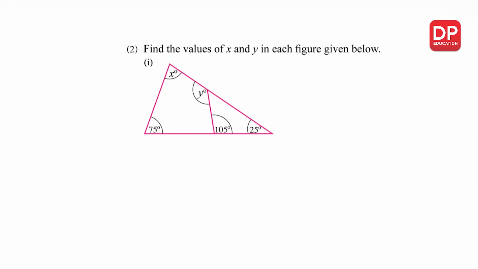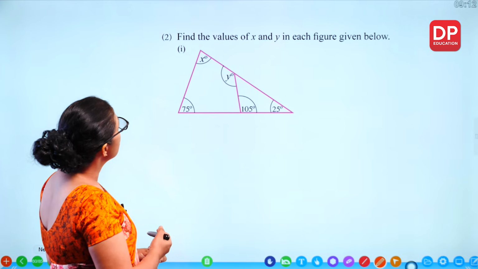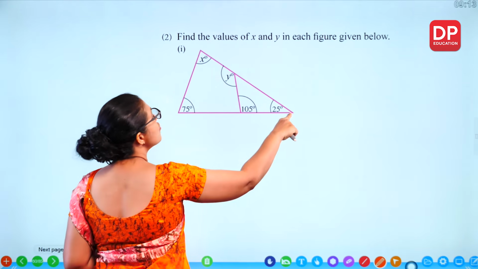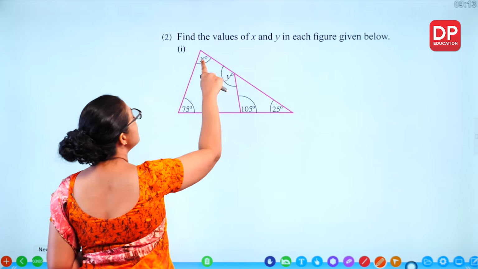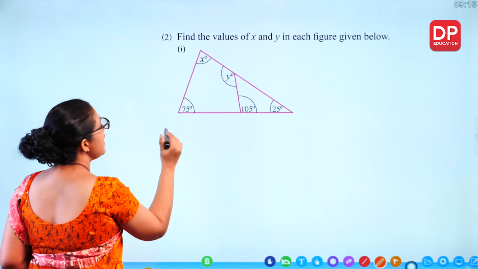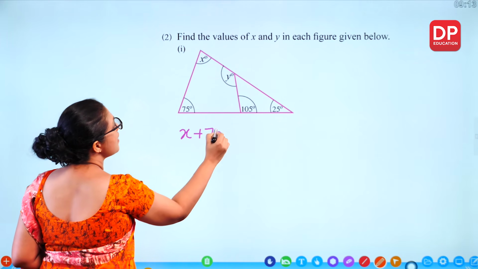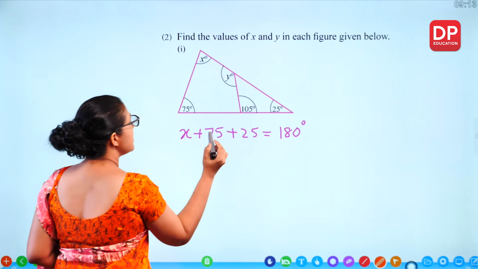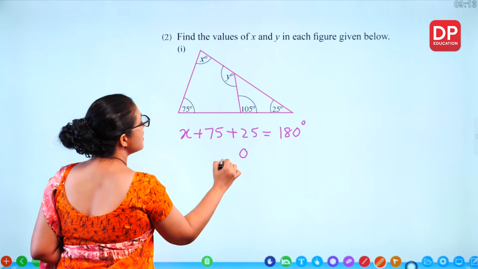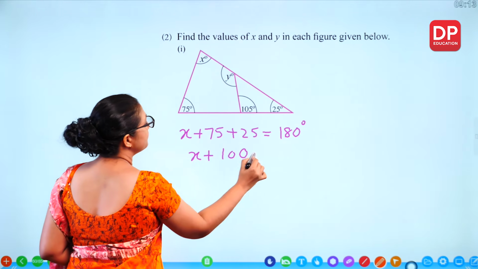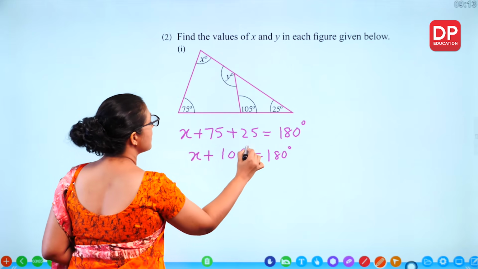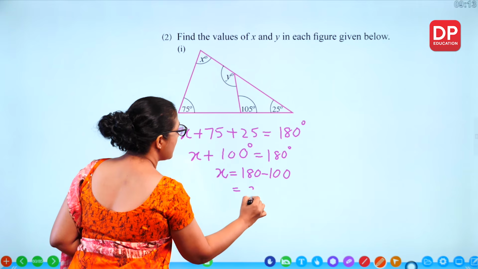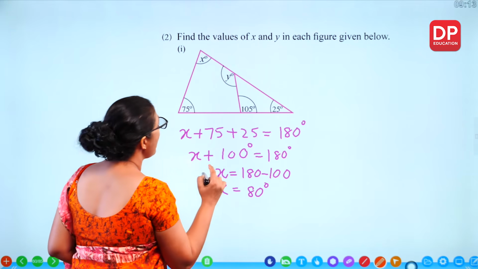Find the values of x and y in each figure given below. Look at it carefully and see which one we can find. Now, when you take the bigger triangle, we know angle sum of the triangle is 180. So you can write x plus 75 plus 25 is 180. These two, you get 100. When you subtract 100 from 180, you get 80 degrees for x.